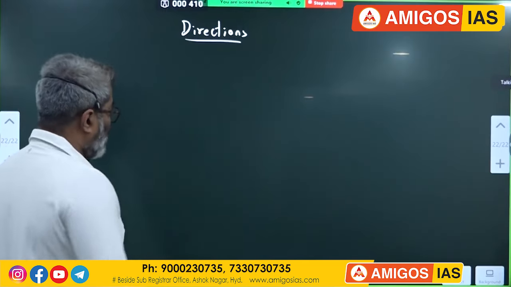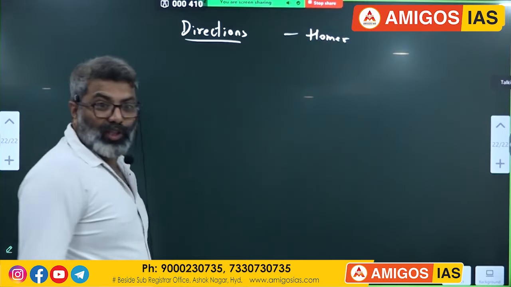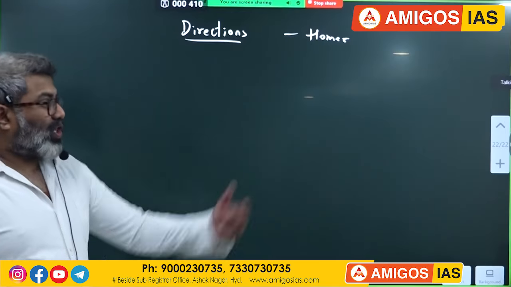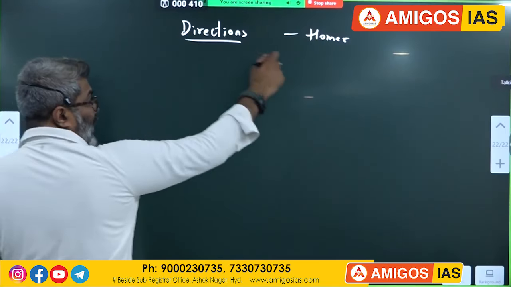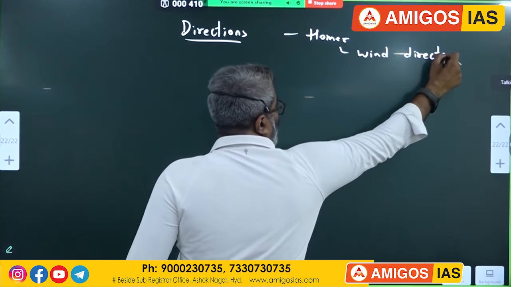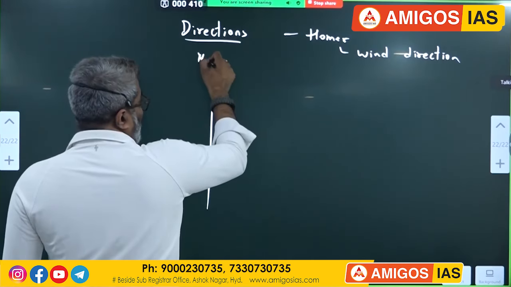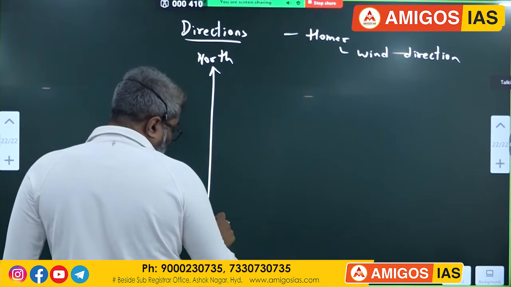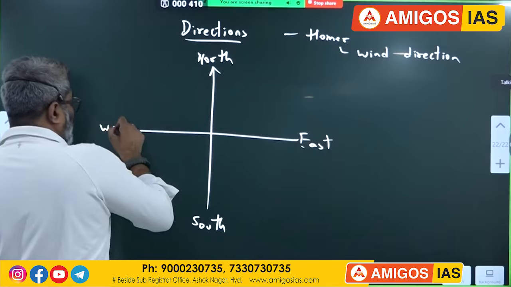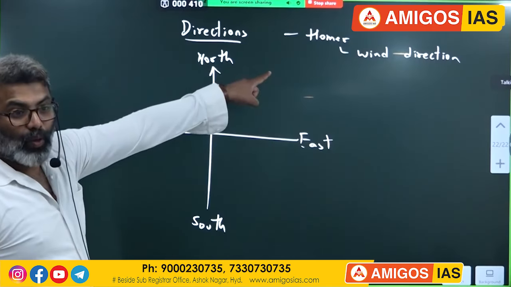Cardinal directions of Earth. It was Homer, the Greek poet, who came up with this concept of directions. He was trying to understand the wind, which direction the wind is coming from. So for identifying the wind direction, he started using words like north. If the wind is coming from this direction, he called it north wind. That's how directions came. If the wind is coming from the opposite, south, east, west. These were words coined for wind direction by the Greek poet Homer.